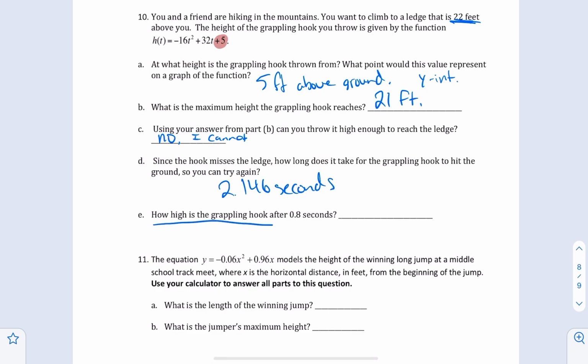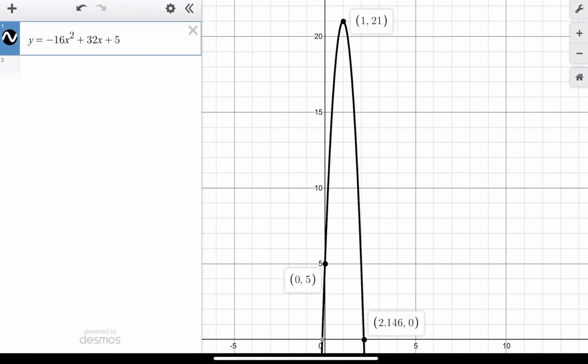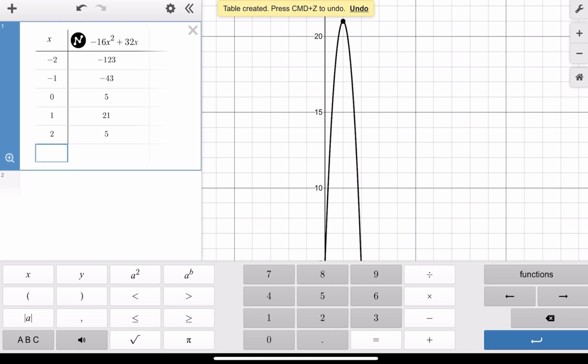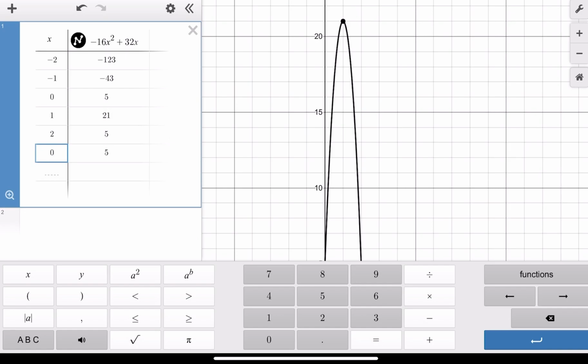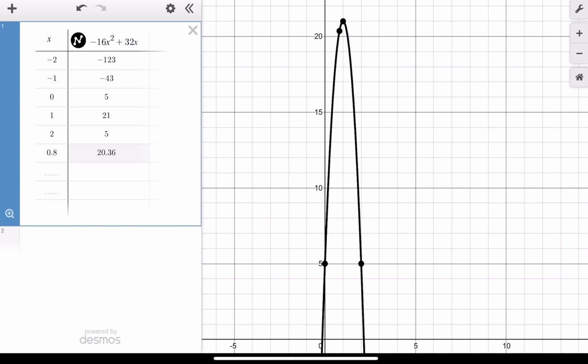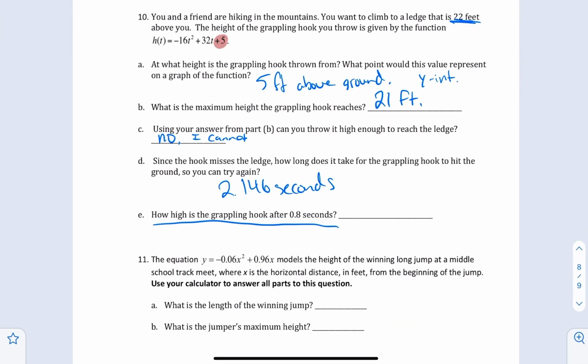When I ask for a height given a specific input, we're going to go back to Desmos, make a table, plug in that specific input, and get that specific output. Oops, not 0.8, I want to know 0.8. And when I plug in 0.8, I get a very specific output of 20.36 feet. So again, graph your equation, make sense of it based off of the scenario you have, find the starting value, the y-intercept, find the ending value, find the maximum, and interpret what they all mean in the context of the problem.